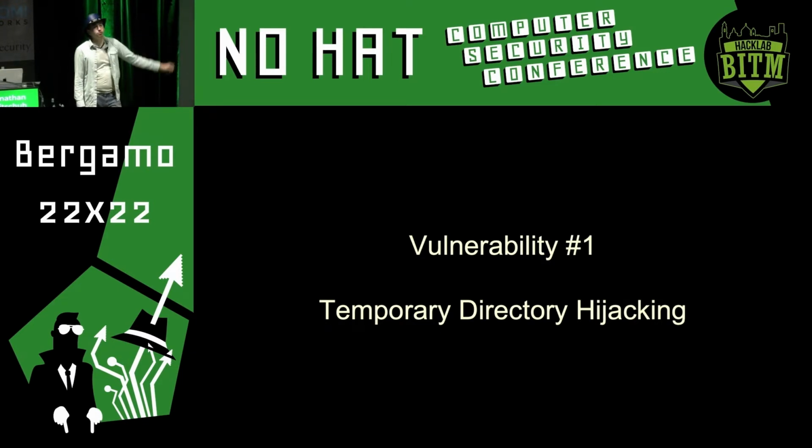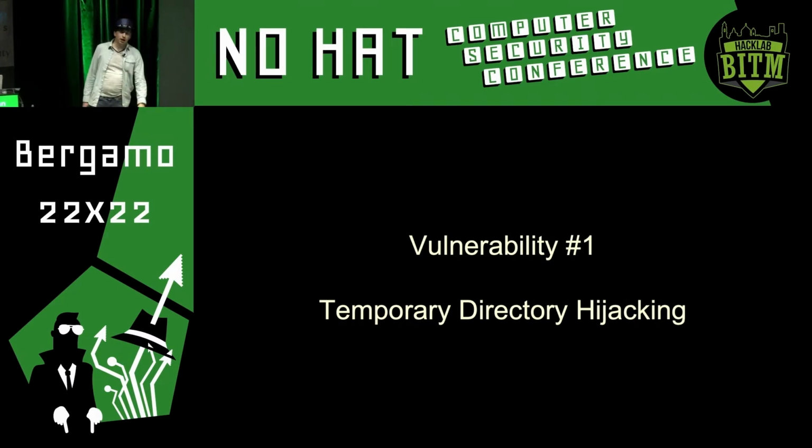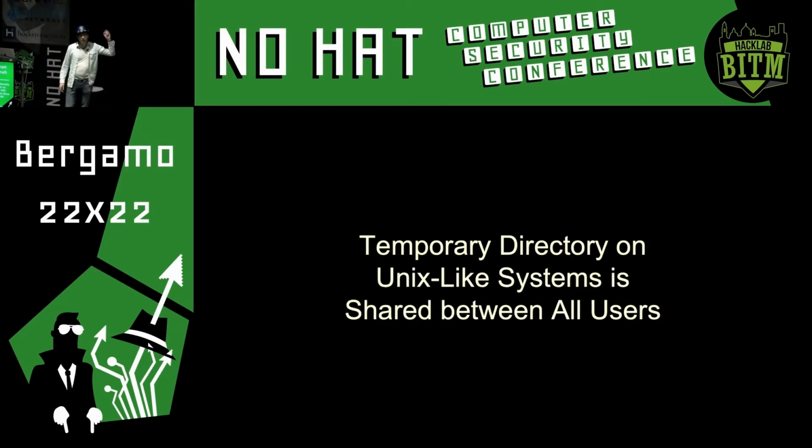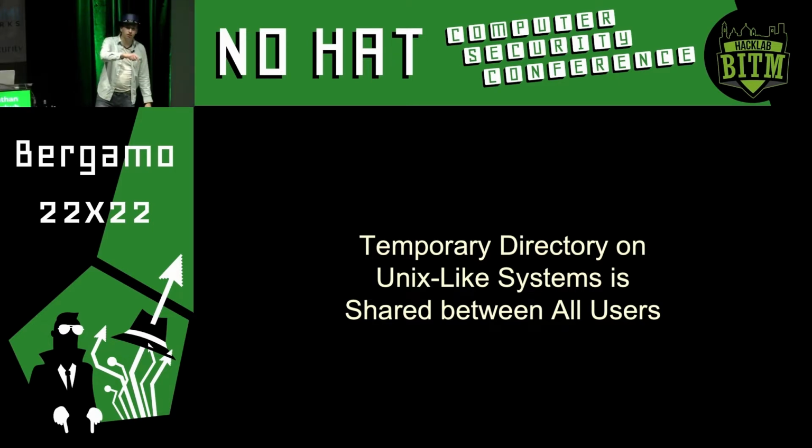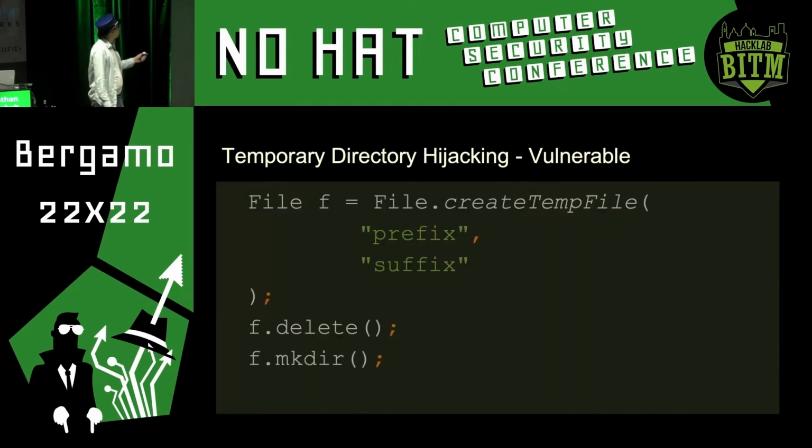So vulnerability number 1, temporary directory hijacking. For those of you who don't know, the temporary directory on Unix-like systems is shared between all users. So if you write file contents into that directory, other local users will be able to view those files. And this is temporary directory hijacking.